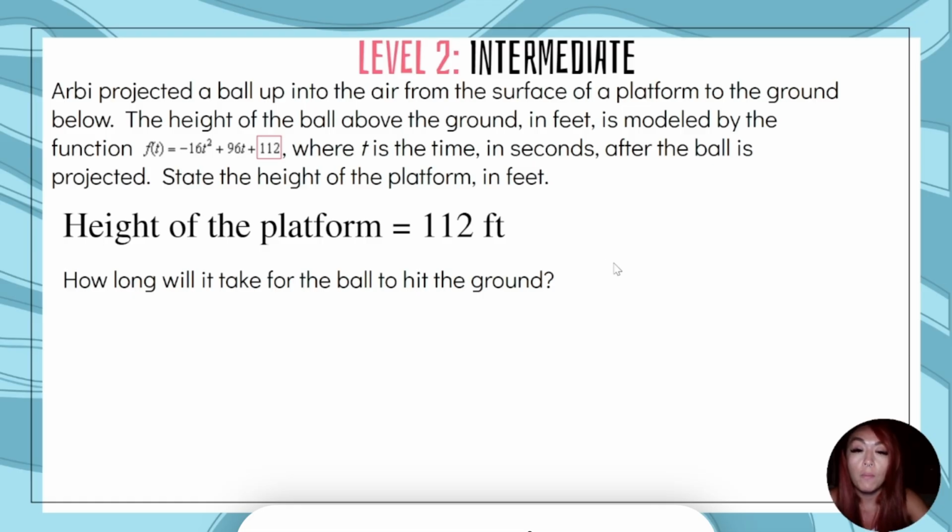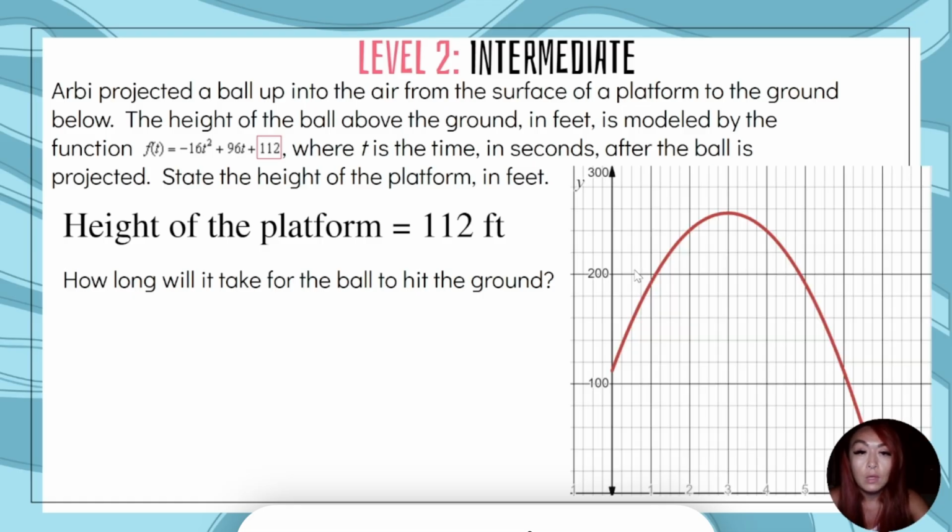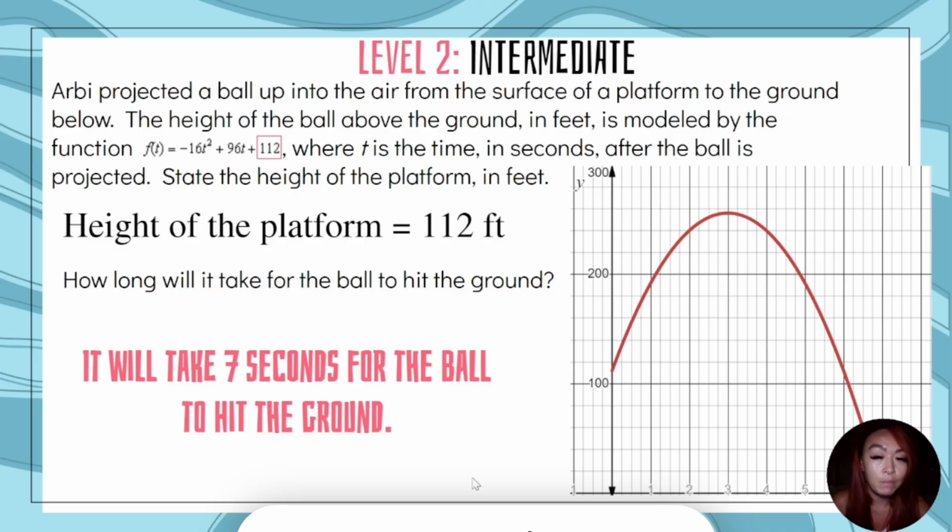How long will it take for the ball to hit the ground? Well, like I said in Level 1, you want to graph the equation for something like this. And I asked you, where is the ground, right? Your x-axis is the ground because the ground level is at 0. So right here, this is where and when the ball hits the ground. So it's asking how long will it take for the ball to hit the ground? What's the x value here? What is your 0? It's 7. So it will take 7 seconds for the ball to hit the ground.